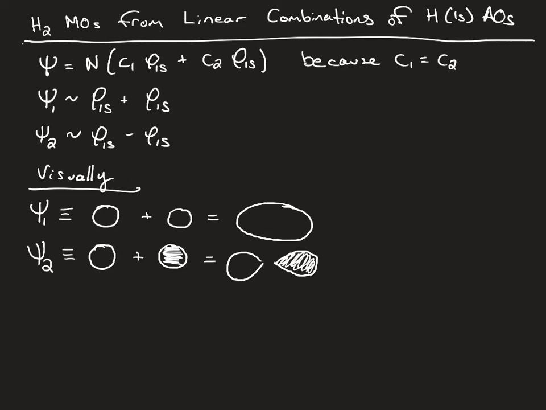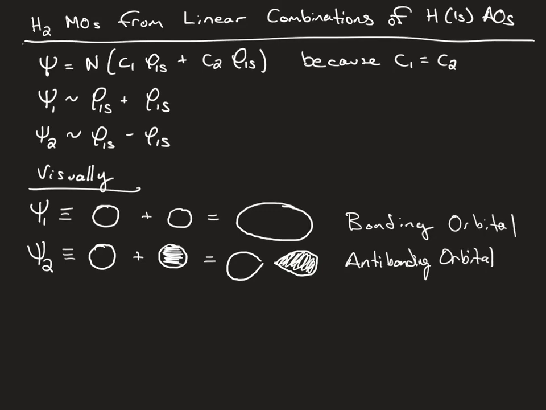This in-phase combination, psi1, is a bonding orbital. It's a bonding combination. This is going to be lower in energy than our starting 1s orbitals. This out-of-phase combination is what we call an antibonding orbital. It's going to be higher in energy than our starting atomic 1s orbitals.